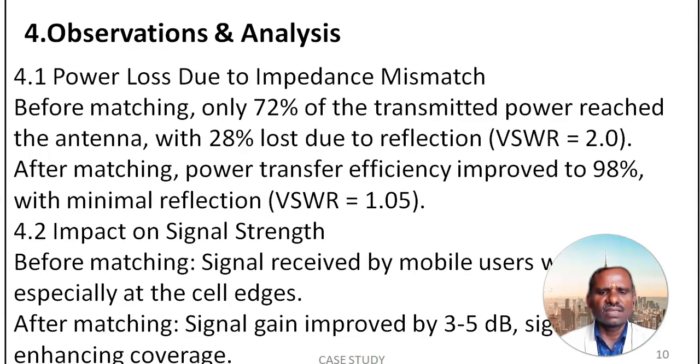The impact on signal strength: before matching, the signal received by the mobile user was very weak, especially at the cell edges. After matching, signal gain improved from 3 to 5 dB, significantly enhancing coverage.